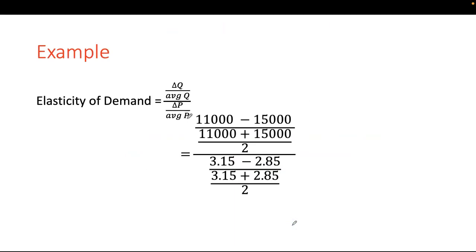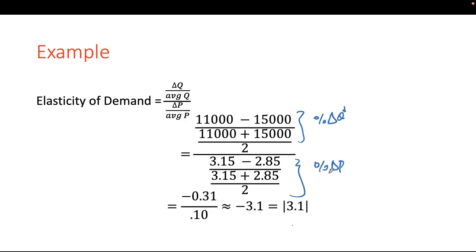Quantity fell from 15,000 to 11,000. So this is your percentage change in quantity, but this is now calculated using the midpoint method, change in quantity divided by the average quantity. And remember, price went up from $2.85 to $3.15. So the denominator over here is your percentage change in price. And again, we are calculating both of them using the midpoint method.